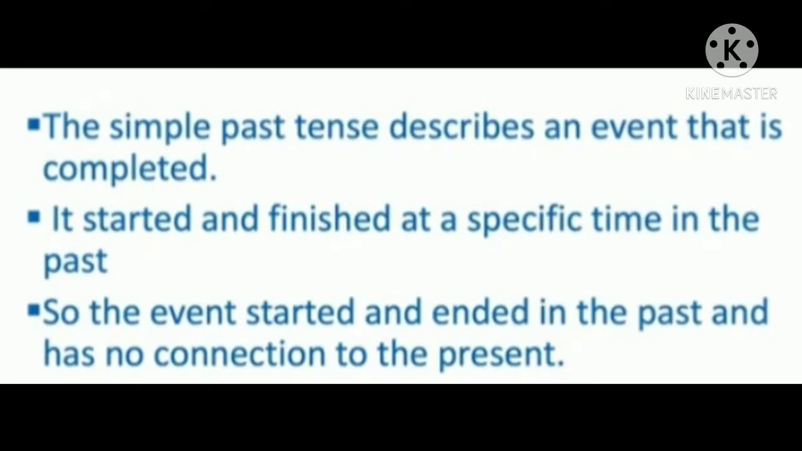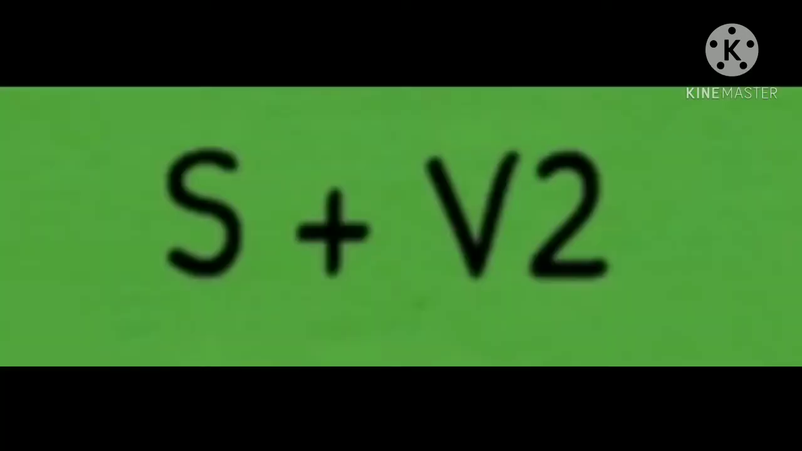Let's have a quick look at simple past tense in detail. Simple past tense describes an event that is completed. It started and finished at a specific time in the past. So the event started and ended in the past and has no connection to the present. The structure is subject plus V2.